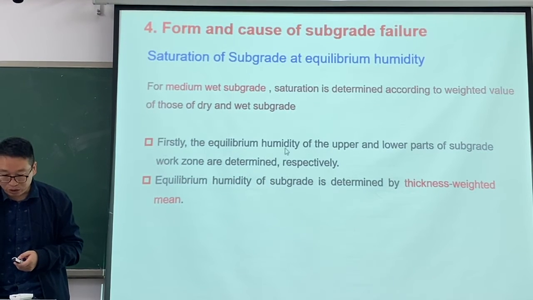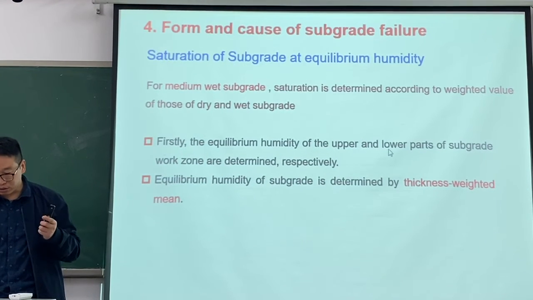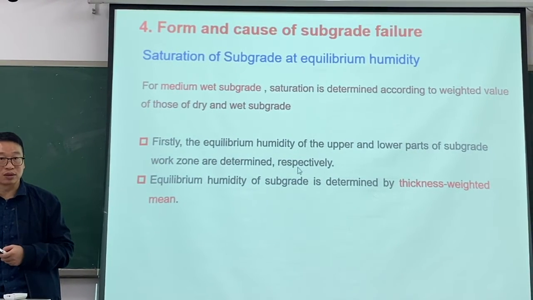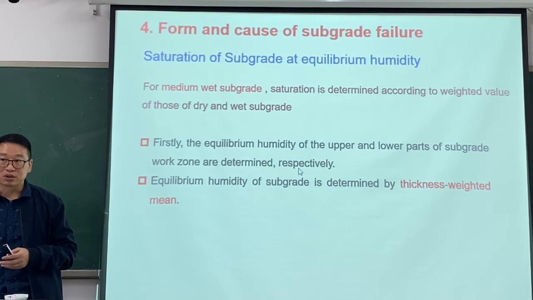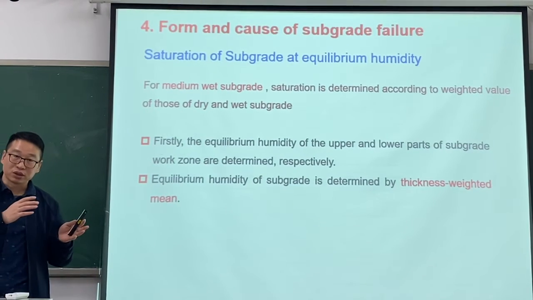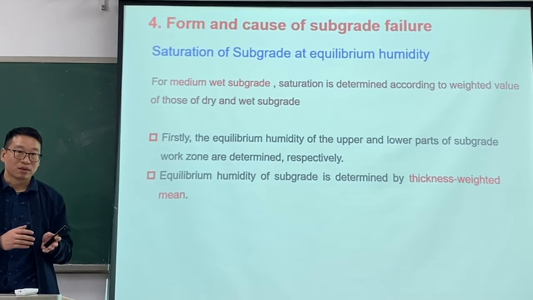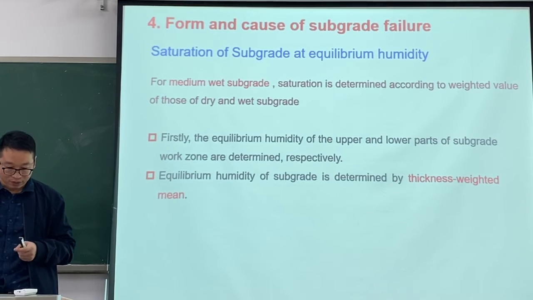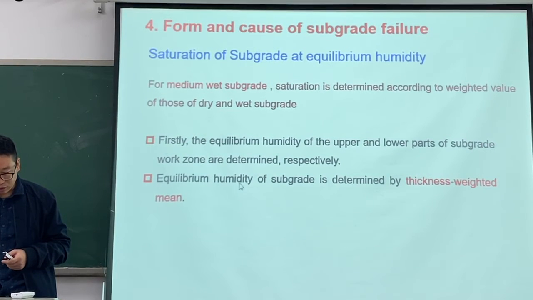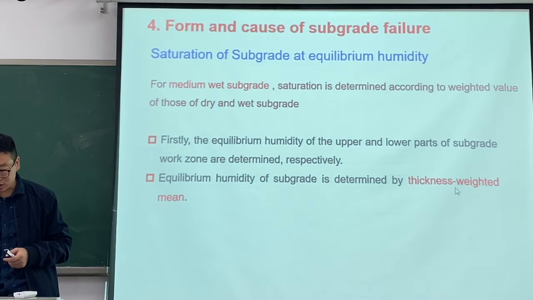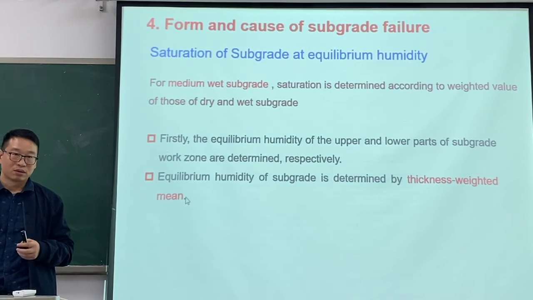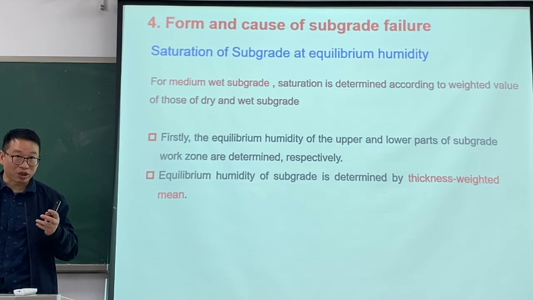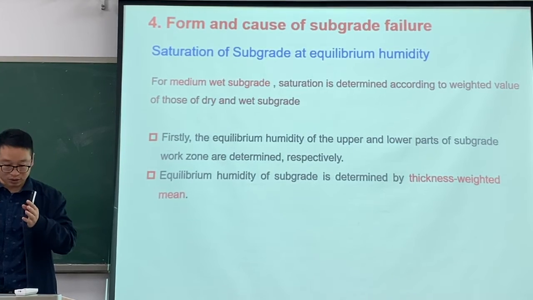Firstly, the equilibrium humidity of the upper and lower parts of the subgrade water zone are determined respectively. One is for dry and one is for wet. We can calculate them respectively. Equilibrium humidity of subgrade is determined by the thickness weighted mean.